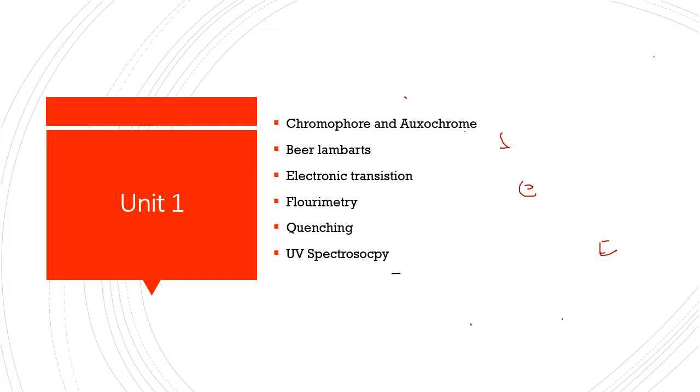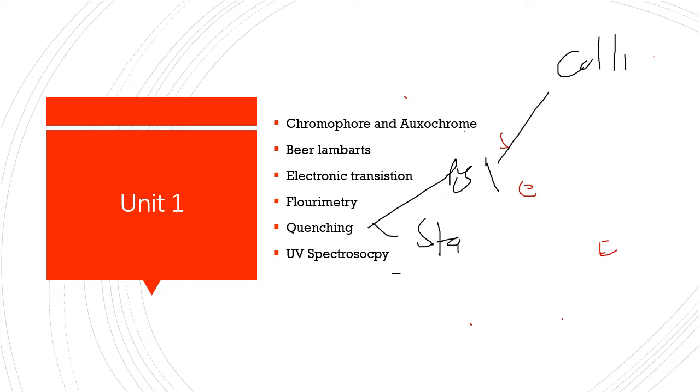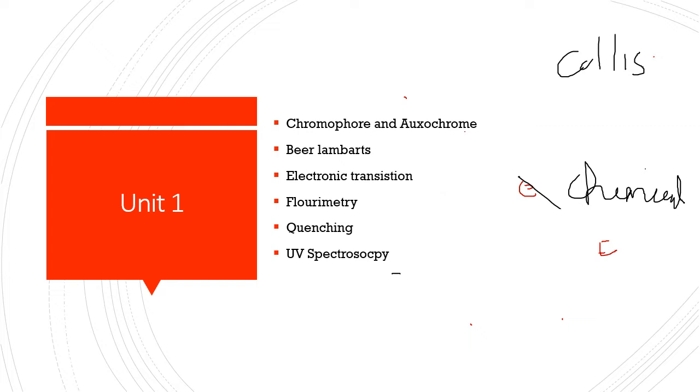Quenching can be either static or dynamic. In dynamic, again, you have collisional and chemical. Basically, they either dissipate heat or they form a complex, due to which the fluorescence intensity will be reduced. So this is what quenching is.